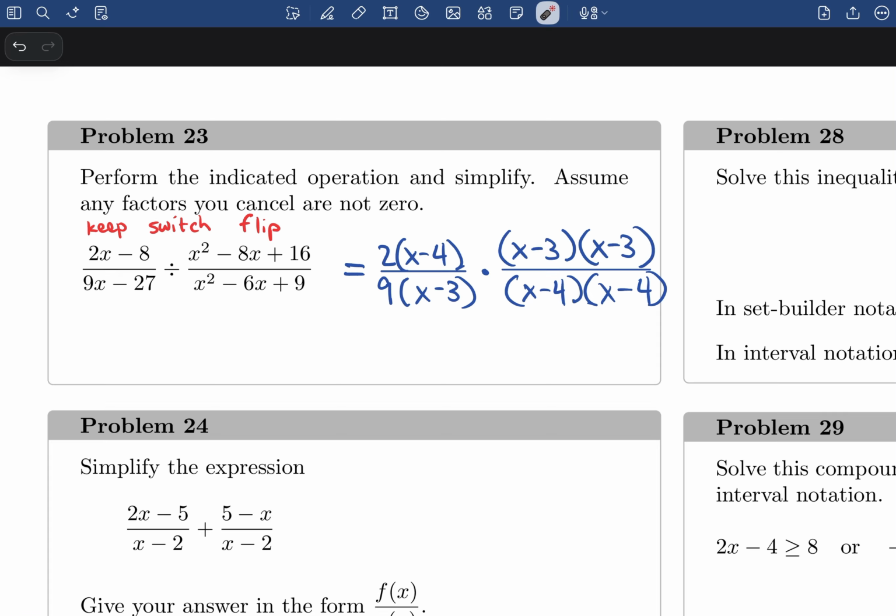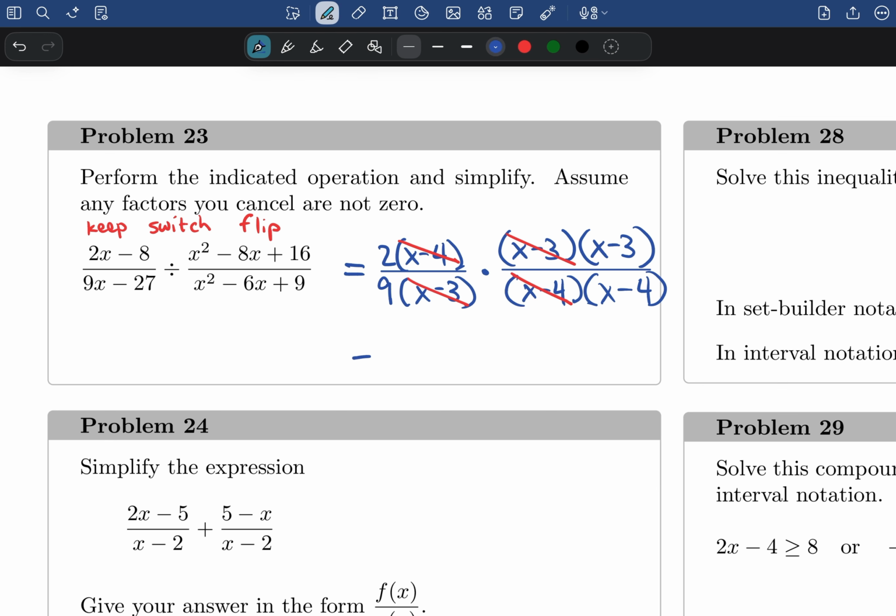And now, I look at the factored version after I did a keep switch flip, and I get out my canceling pen to see if any factors cancel. And in fact, they do. Look at this. I have an x minus 4 factor with an x minus 4 factor on top and bottom. And also an x minus 3 factor that cancels an x minus 3 factor on top and bottom. So that was everything that I was able to cancel.